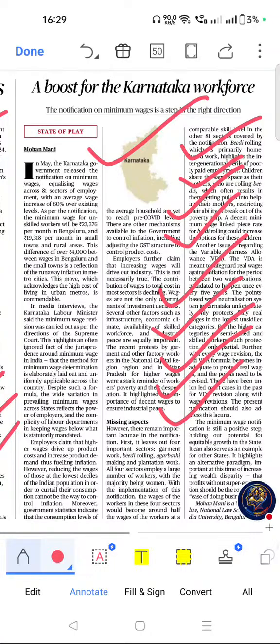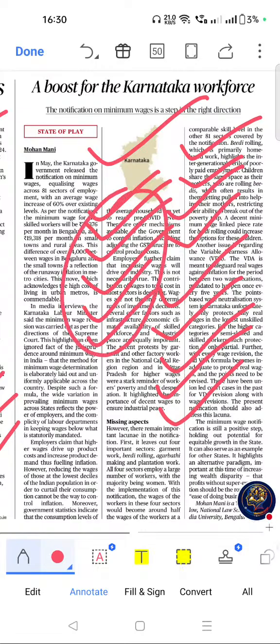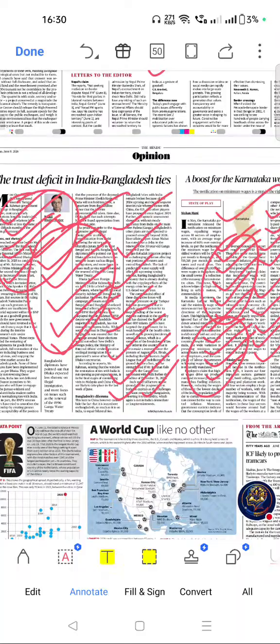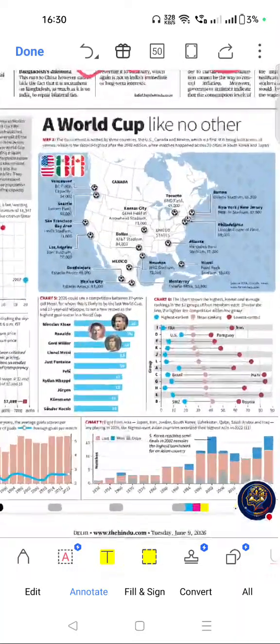Key themes related to this topic are minimum wages, living wage, labor welfare, inflation protection, variable dearness allowance, that is VDA. Next, informal sector. These are the key themes of this topic. Next, the possible question areas of this topic are minimum wages, VDA, labor codes, and informal employment. Please go through this one. Next, move on to next important article of this page.